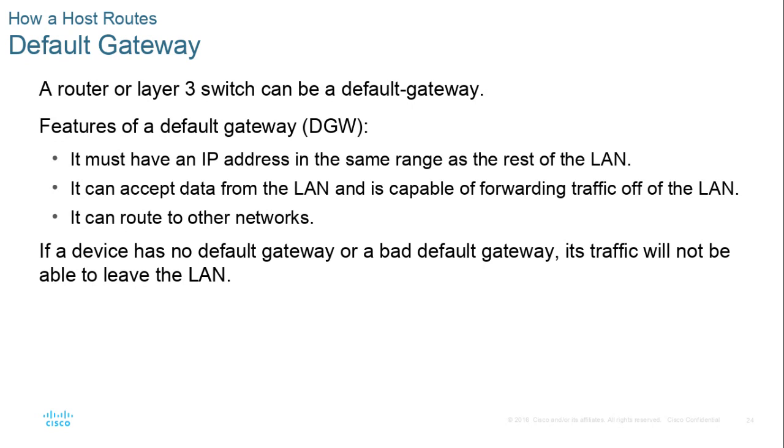So the default gateway accepts data from that LAN, like your home network, and he forwards it off the LAN to your internet service provider. So if a device has no default gateway specified or it's incorrect, the symptoms are PC1 and PC2 will be able to ping each other on the local network, but they won't be able to send and receive traffic from a server that's off the network at another remote branch office or somewhere on the internet.